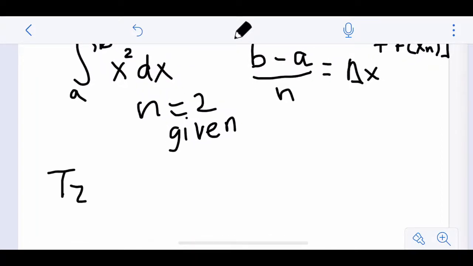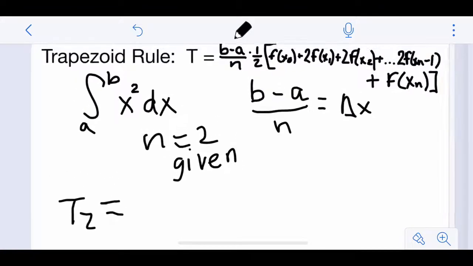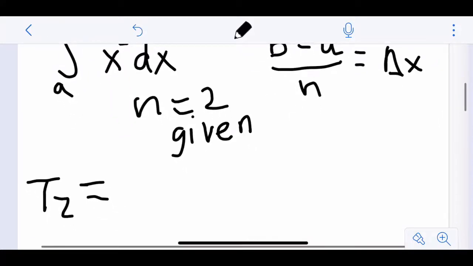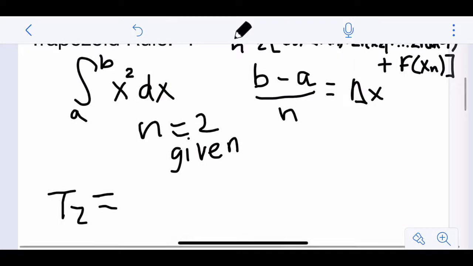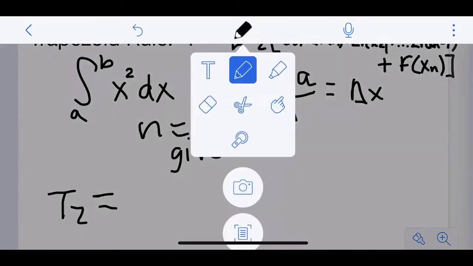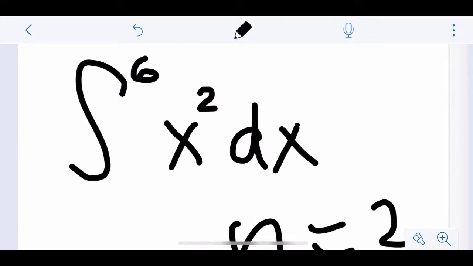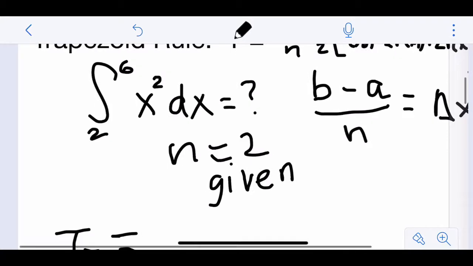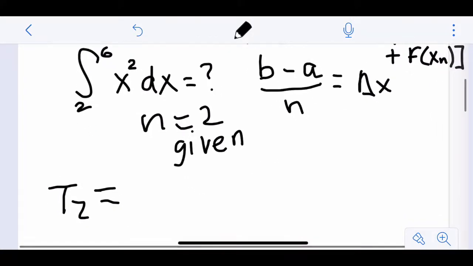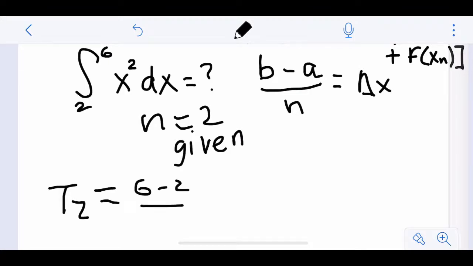So n is 2, and we have to use the trapezoid rule using the function x squared. And our bounds are going to be 2 to 6. A is 2, b is 6, the lower bound and the upper bound. So 6 minus 2, because 6 is b and 2 is a, over our n value, which is 2, and it represents the subintervals, times a half.